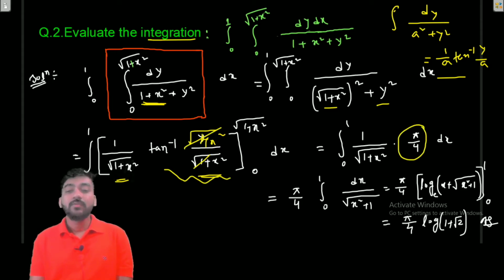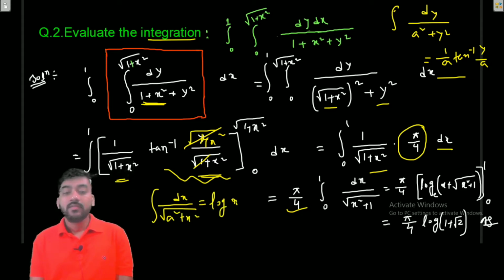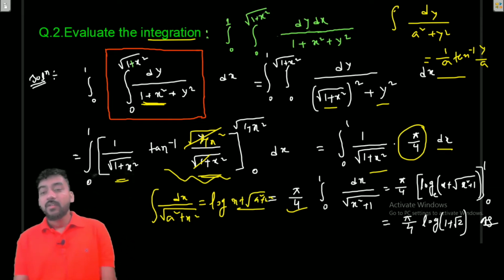So tan inverse 1 is pi by 4, and this is as it is 1 by root 1 plus x square. Now this pi by 4 is constant, so it can be taken outside the integration. So the final integration is dx divided by root 1 plus x square. And you know this kind of integration, I think you know that dx divided by root a square plus x square. Okay, and this integration is nothing but log x plus root a square plus x square. So this integration is now very simple. Okay, so here instead of a, this is 1, so it will be log e base x plus root x square plus 1. Okay, from 0 to 1.